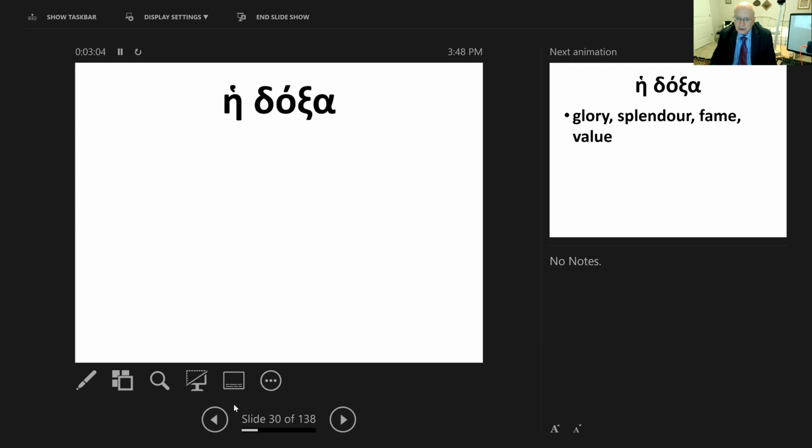We've also had doxa, but notice that the article does not change even with alpha pure nouns. The article will stay the same. It is he. It never changes to ha. It's always he. Just like masculine nouns are always ho, and neuter nouns are always to. Feminine nouns and first declension feminine nouns are always he.